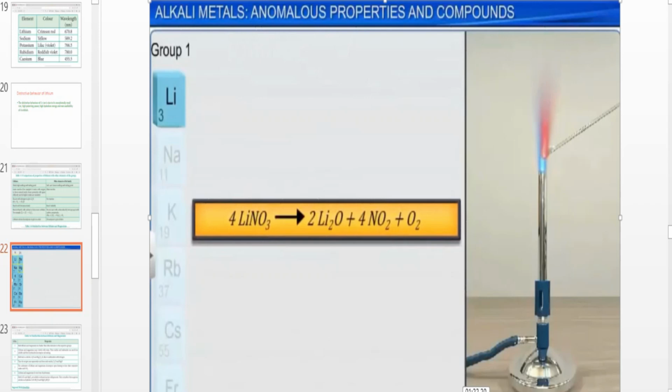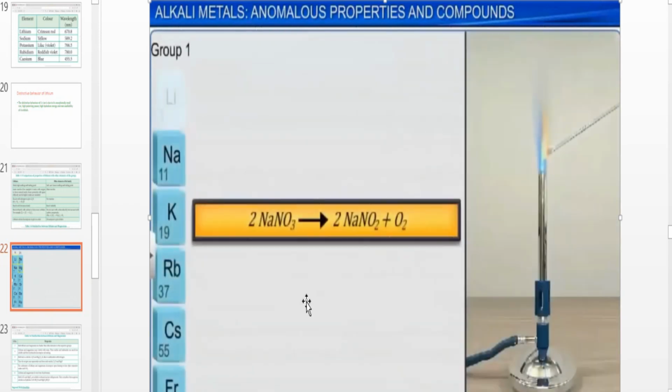Lithium nitrate, on heating, decomposes to give lithium oxide plus nitrogen dioxide, whereas the nitrates of the other elements behave differently. For example, sodium nitrate gives sodium nitrite. NaNO3 is nitrate, NaNO2 is nitrite. Lithium nitrate decomposes to give lithium oxide and nitrogen dioxide, but the other members' nitrates give nitrites.